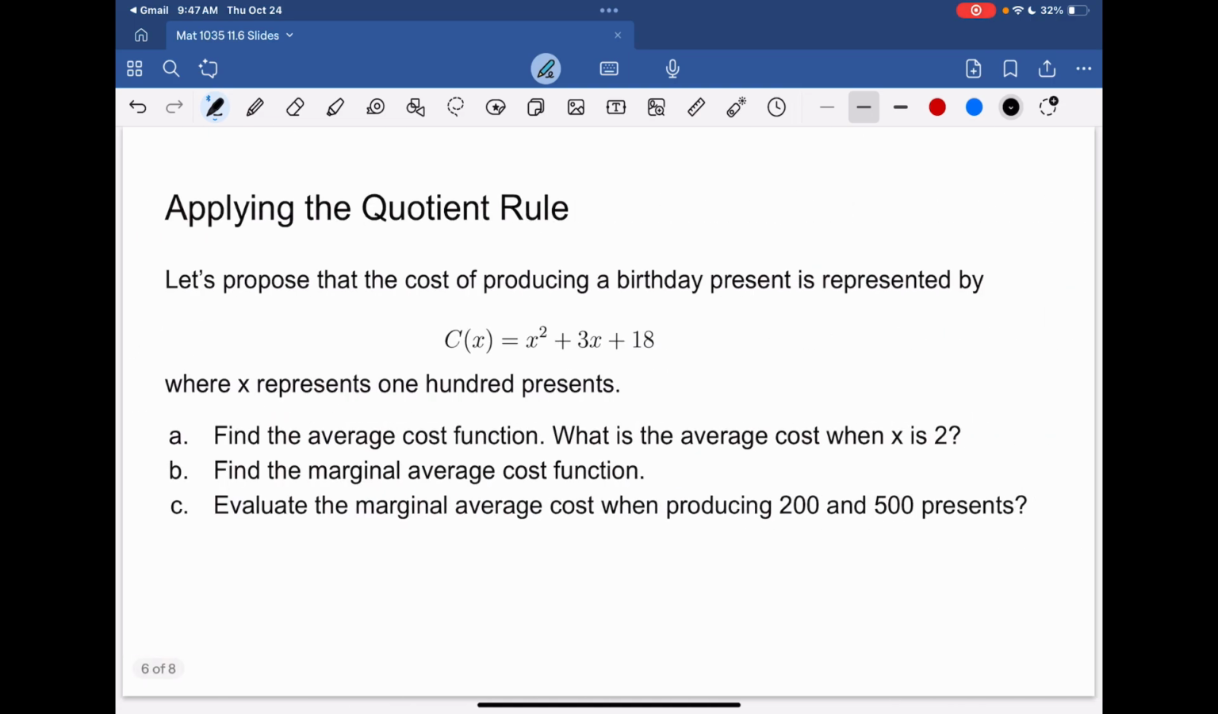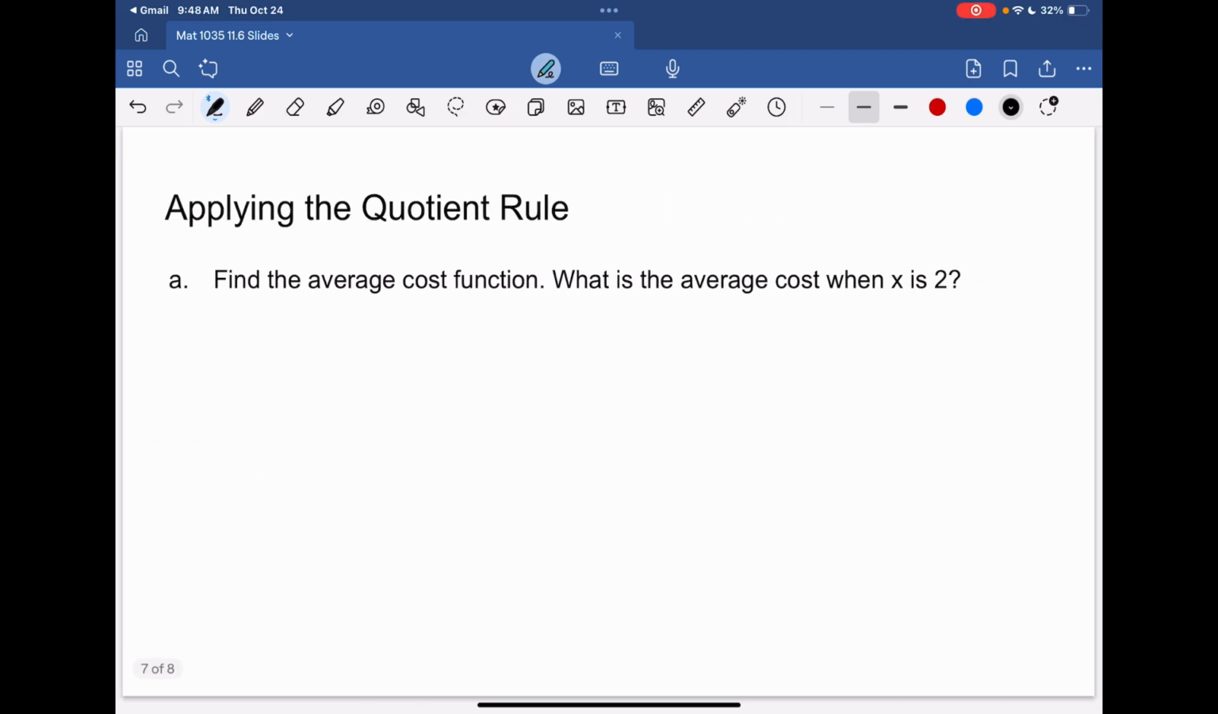Okay, so let's say that we are producing birthday presents, or whatever you want to say there. And the cost function for that is represented by x squared plus 3x plus 18. And x represents 100 presents, okay? So we want to find the average cost function and then evaluate the average cost when x is 2, okay? So x squared plus 3x plus 18 is our cost function.